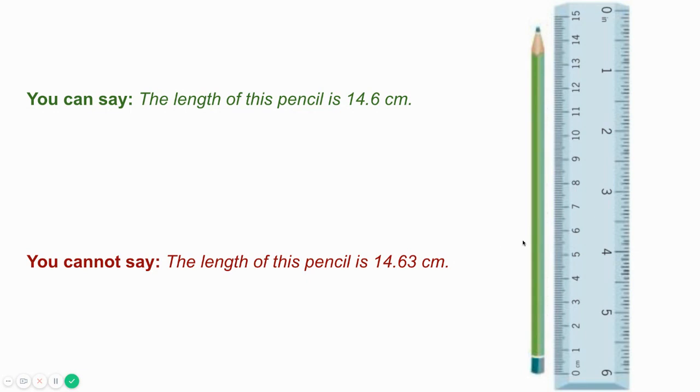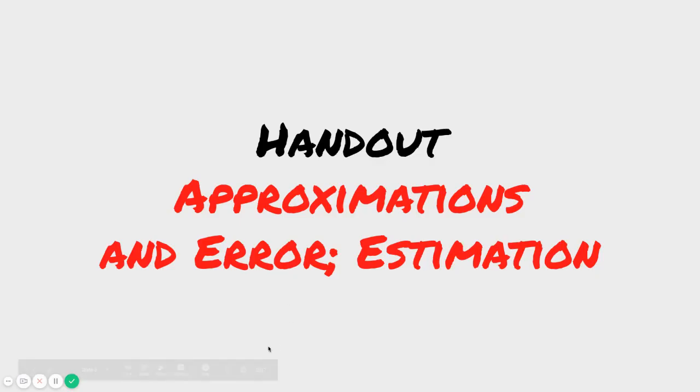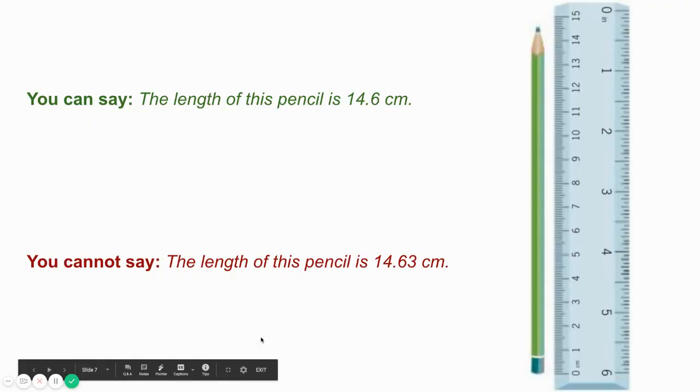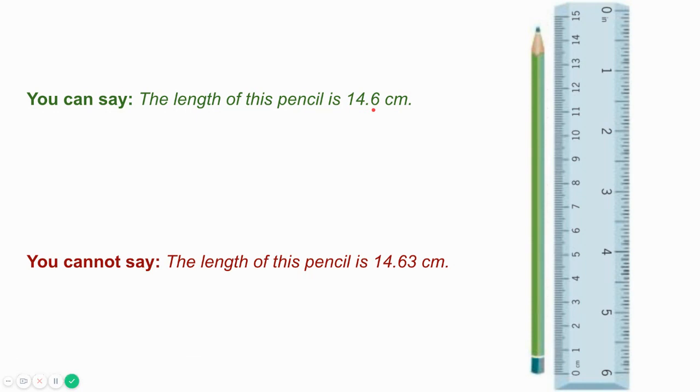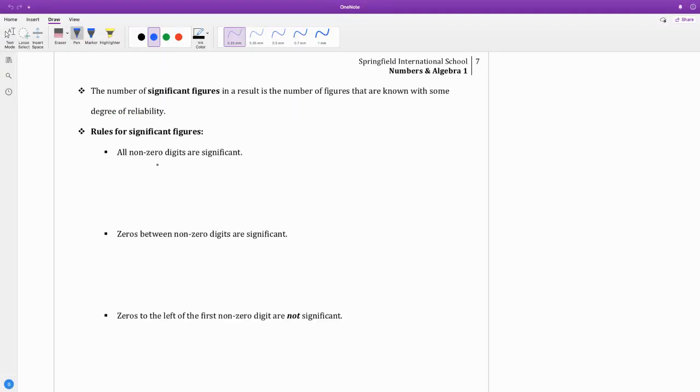The length of the pencil can be given correct to 3 significant figures. So 1, 2, 3 significant figures. But it cannot be given correct to 4 significant figures. Here are some rules for significant figures. All non-zero digits are significant. So all non-zero digits are significant.